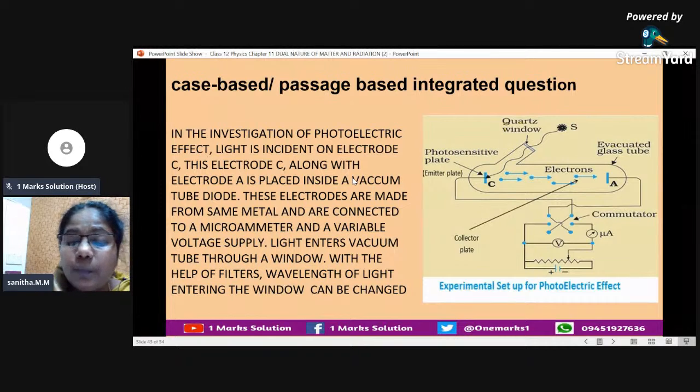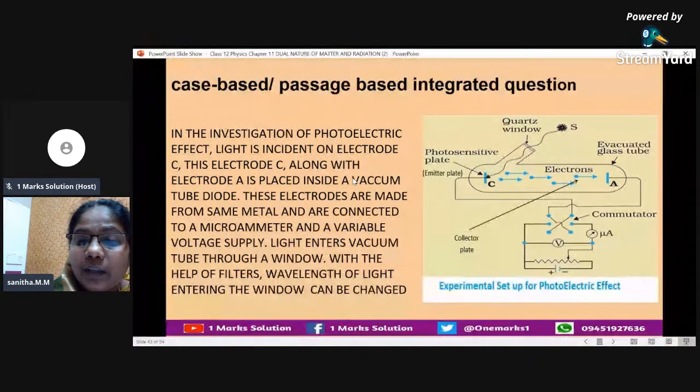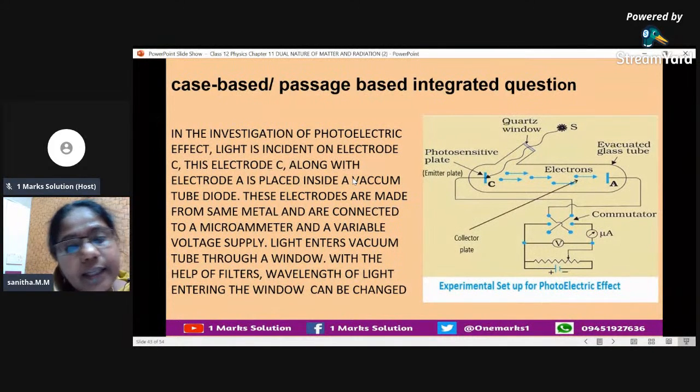First we are connecting to the positive, that is why it is written A. And you can say the commutator can reverse the direction of the current. Then a voltmeter and a micrometer. What is the use of the micrometer? To get the current. When the electrons are flowing in the circuit, we can get the current from the micrometer. And the rheostat is connected to the cell also. This is the experimental setup, we can say.